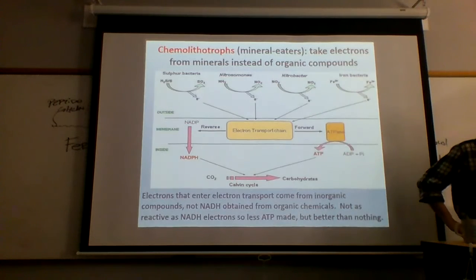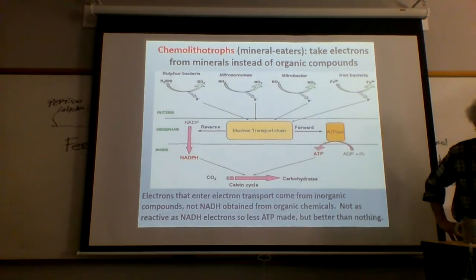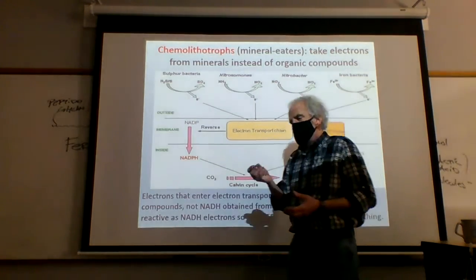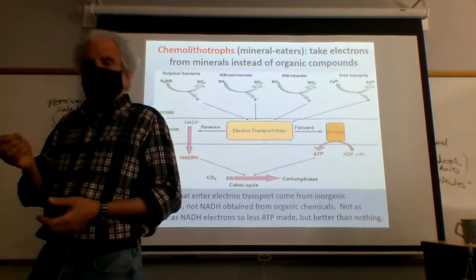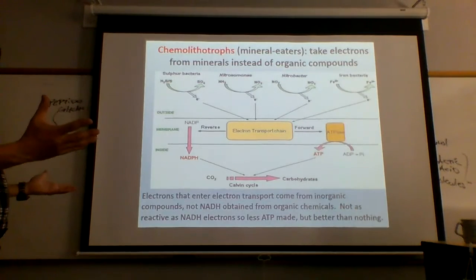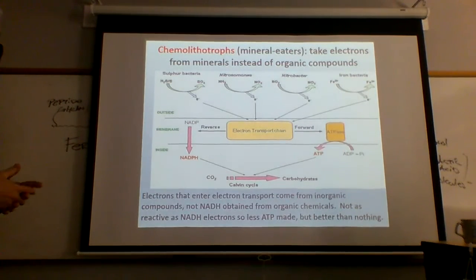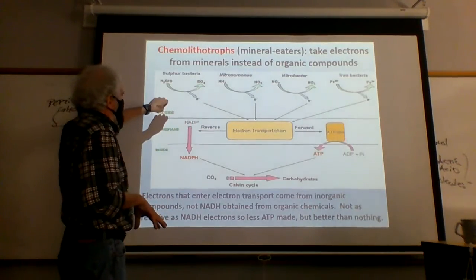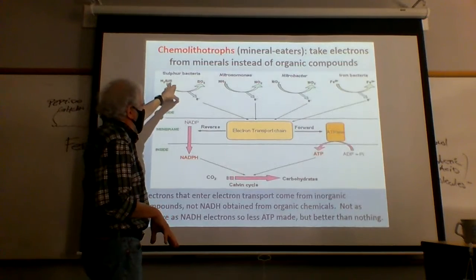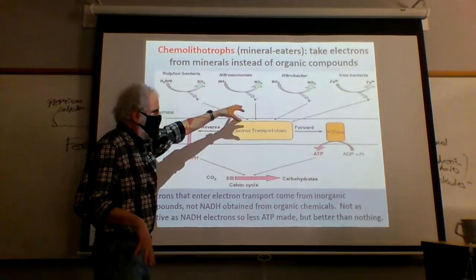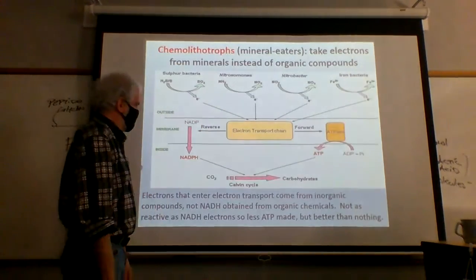Another set of really oddball organisms we've talked a little bit about, the chemolithotrophs. These are guys that rather than getting electrons from organic molecules, they're getting electrons from inorganic molecules, from minerals. And they're carrying out some odd reactions in which they can oxidize, remove electrons from minerals, and then shunt those electrons into the electron transport chain.